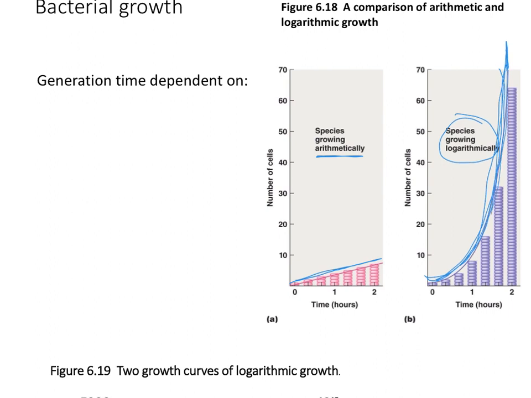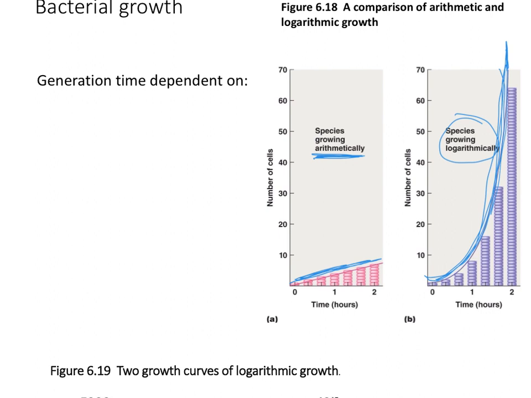So species don't typically reproduce arithmetically. They may do it if there's something limiting their growth. So the carrying capacity of the ecosystem, it will only support a certain number of certain organisms. So their growth is going to be really slow over time. There's not enough food for all the offspring to survive.